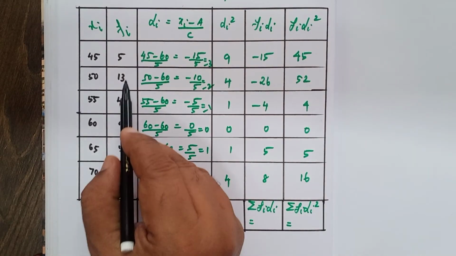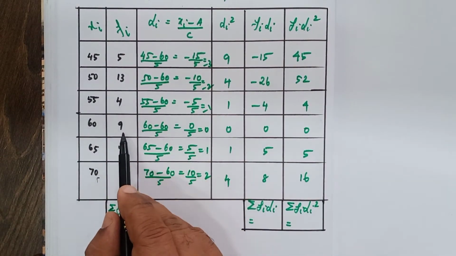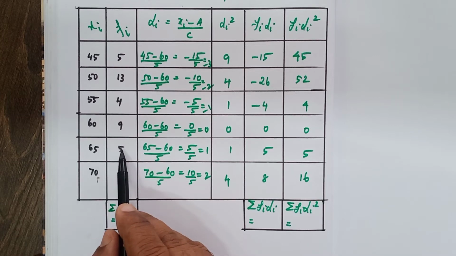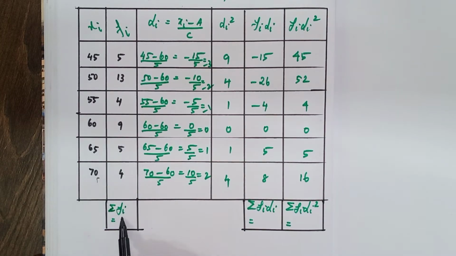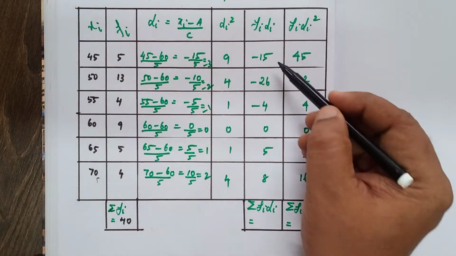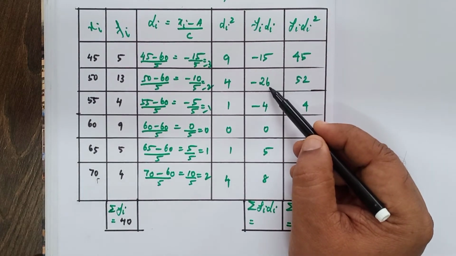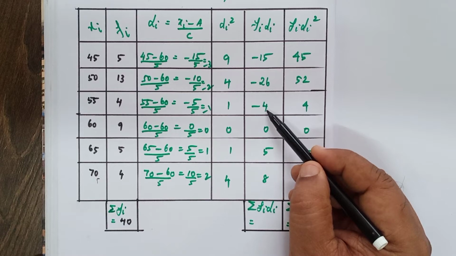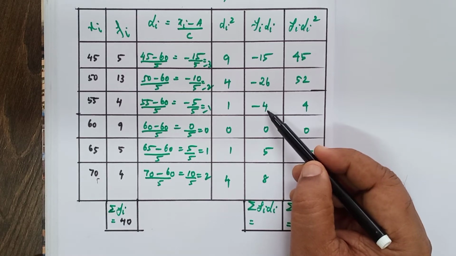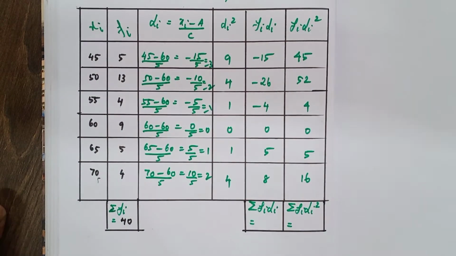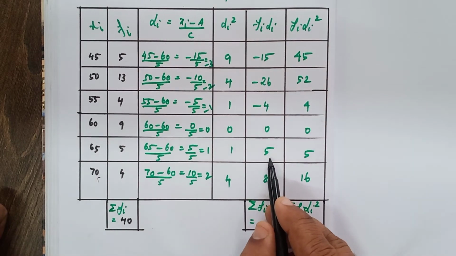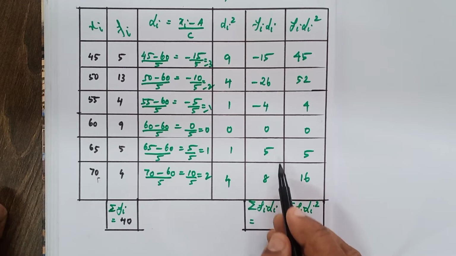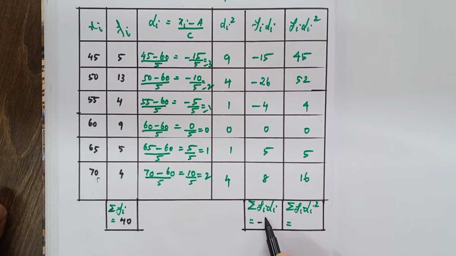Now we can add 5 plus 13 is 18, plus 4 is 22, plus 9 is 31. 31 plus 5 is 36, plus 4 is 40. Minus 15 minus 26 is equal to minus 41. Minus 41 minus 4 is equal to minus 45. Minus 45 plus 5 is equal to minus 40. Minus 40 plus 8 is equal to minus 32.